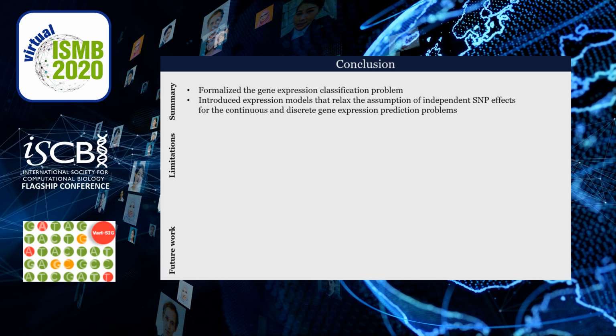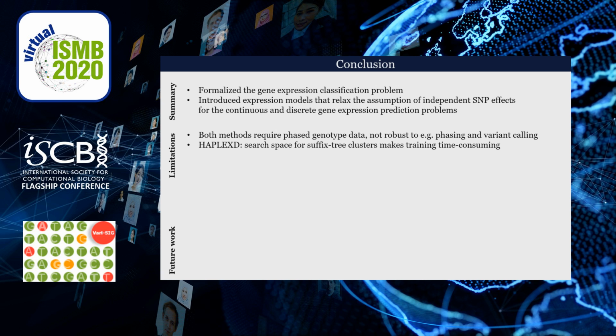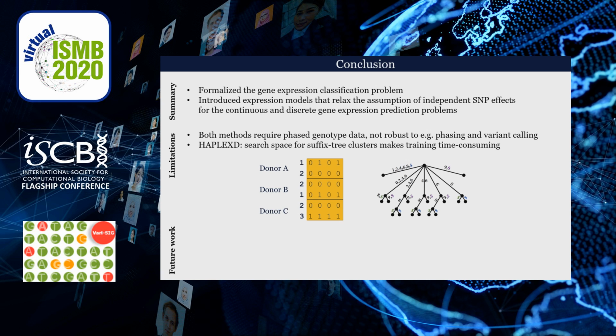So in sum, in our work, we introduce the gene expression classification problem and present expression models that relax the assumptions made by purely dosage additive models. There are some limitations to our methods. Namely, we require phased genotype data. And when we look at our algorithms for generating candidate tracks, we see that they're not really robust to phasing and variant calling. In both haplex D and haplex R, a haplotype can easily fall out of a cluster due to a change at a single locus.